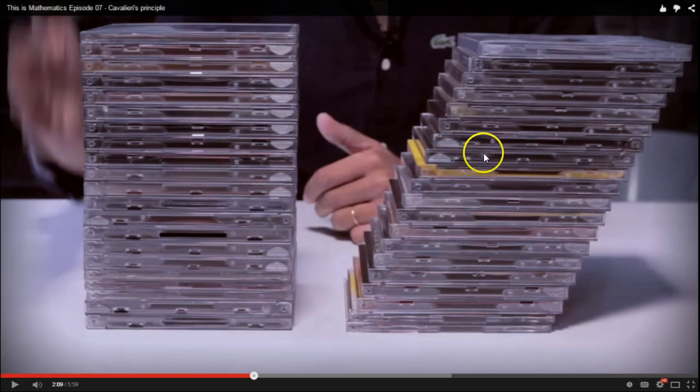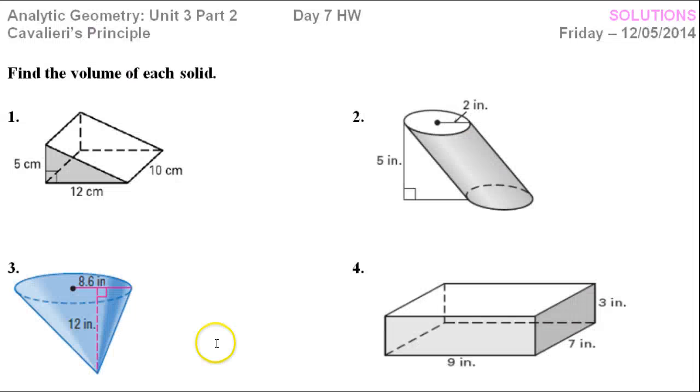Alright, so in short, Cavalieri's principle says if the cross-sectional area, and in this case that's the same as the base, so if the area of the base is the same and the height's the same, it doesn't matter whether it's vertical or leaning to one side, the volume will still be the same. And for our purposes, it means that when we get to problems like number 2 and you see that the cylinder is leaning off to one side, it doesn't matter. We'll still use the same formula, which is area of the base times the height. Even though the height is leaning off to one side, the same formula will still apply.